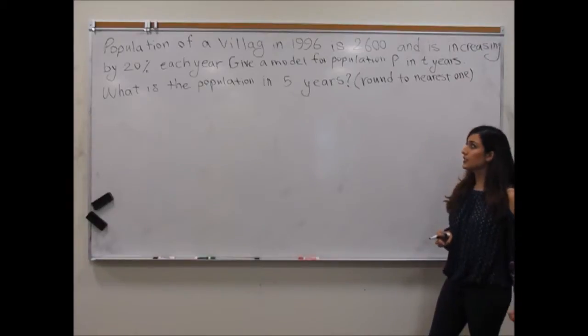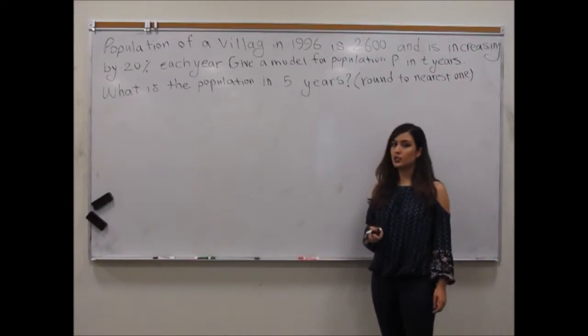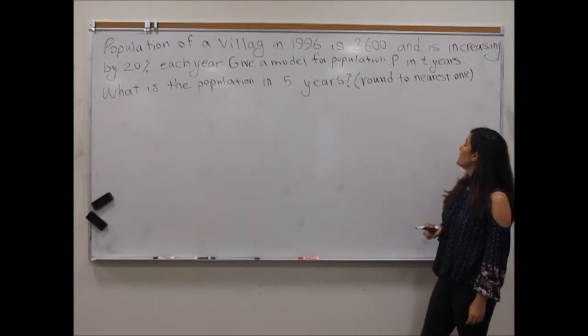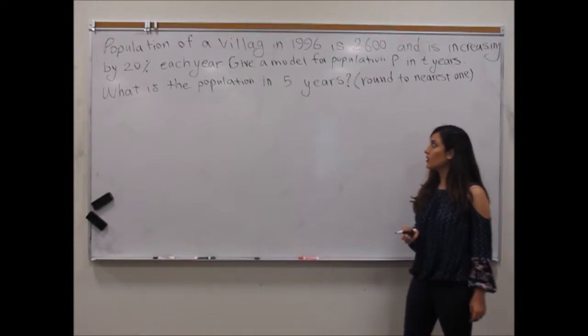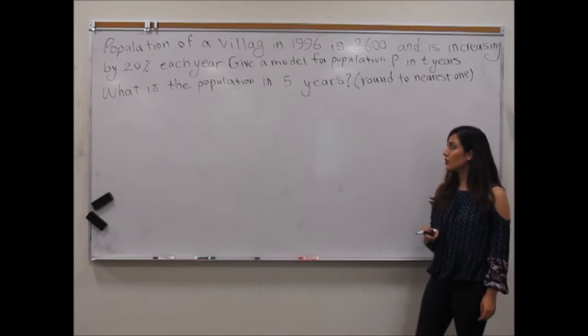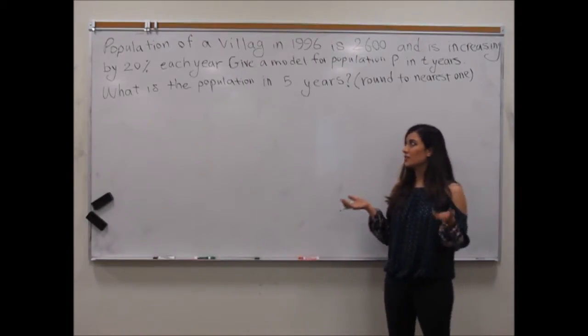and the population is increasing by 20% each year. Give a model for population P in T years. What is the population in 5 years? And round your answer to nearest one. Okay, so the question is straightforward.